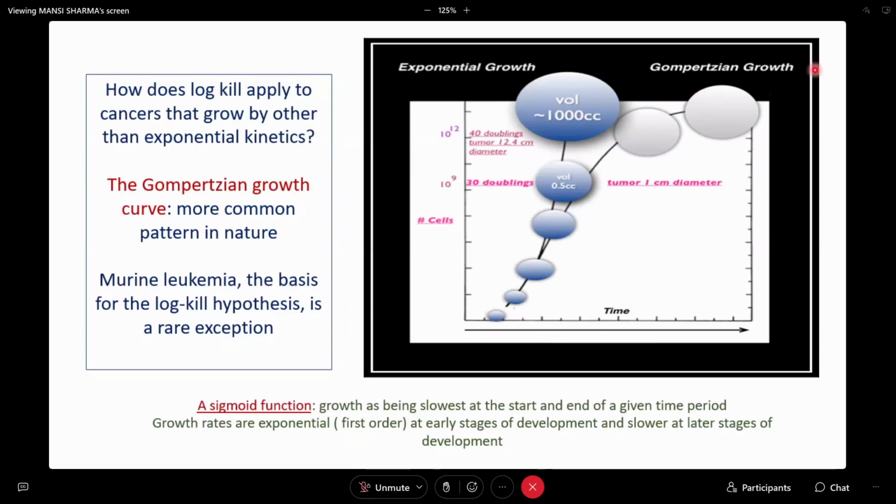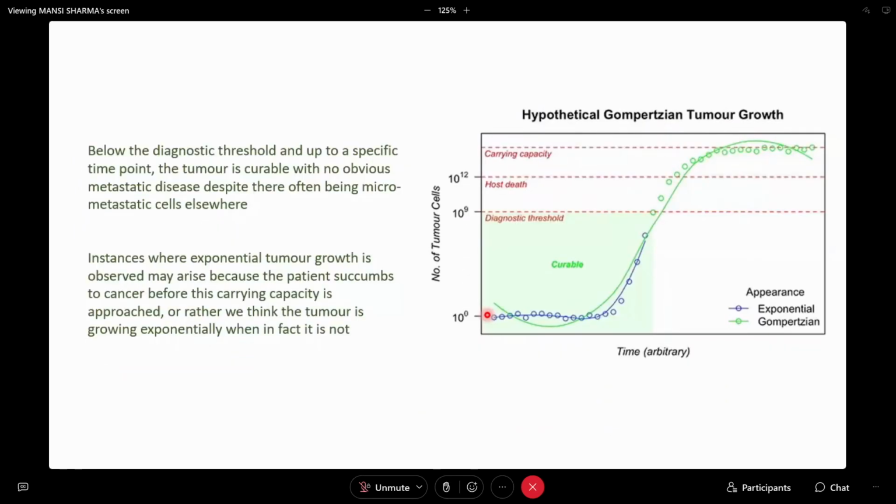Later on, it exceeds its carrying capacity. So at some point of time, after a certain size, some of the tumor cells are dying, some of the tumor cells are proliferating. So the growth starts to plateau. So this is the phase that we need to watch out for. In between phase, the tumor follows exponential growth, and this is what is utilized by cancer chemotherapy, right? So below the diagnostic threshold and up to a specific time point, tumor is curable.